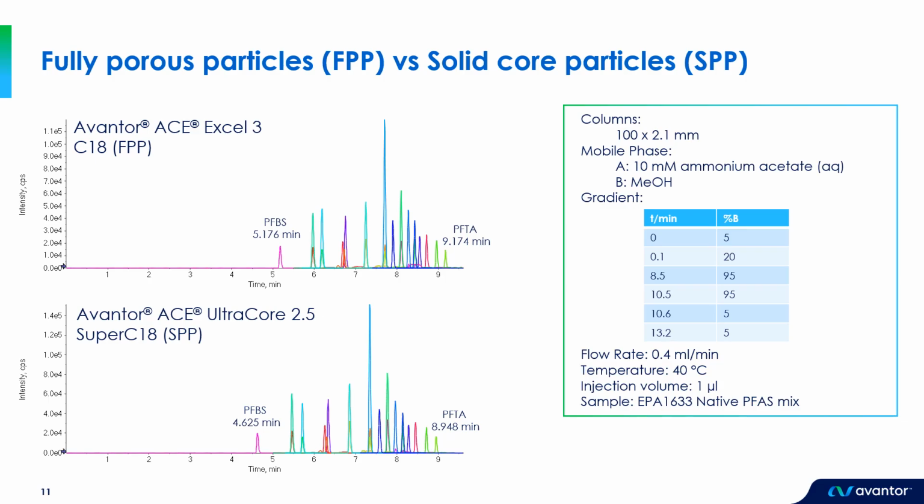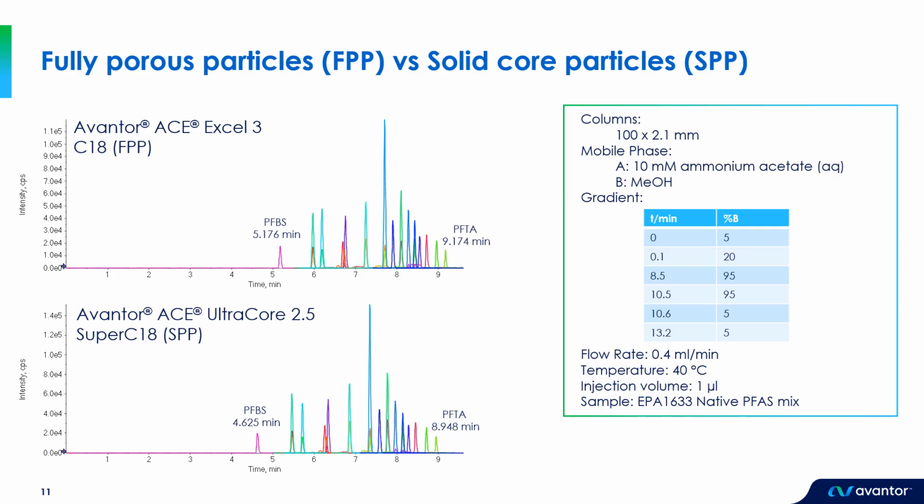Here on the screen, we've got a comparison of an A6L 3 micron C18 fully porous particle and an Ultra Core 2.5 micron superficially porous particle or solid core particle. And as we can see, the solid core particles provide less retention for PFAS than the fully porous particles, even though our separation conditions are identical.